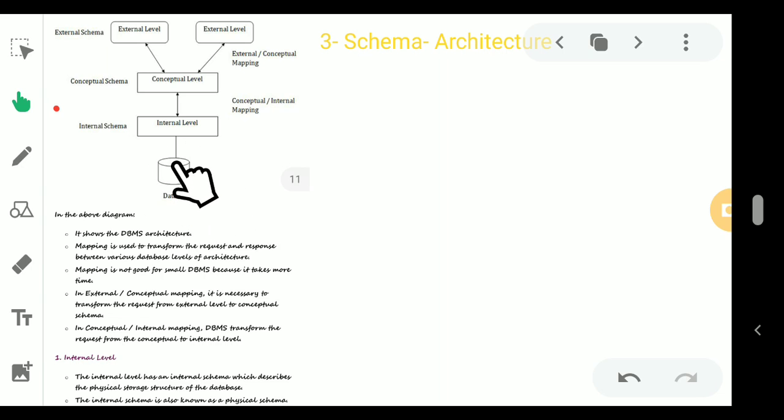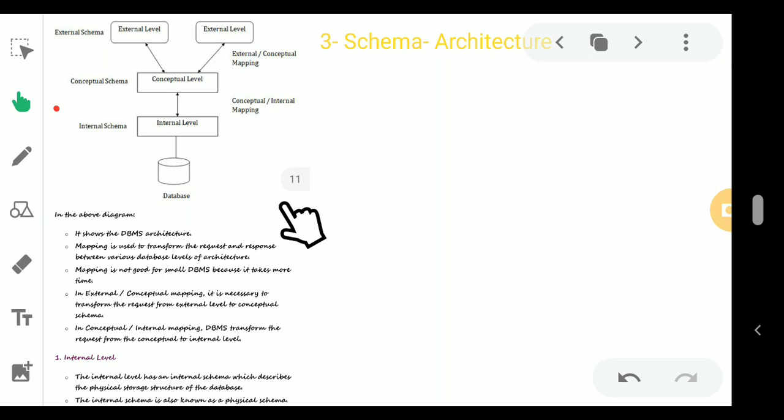There is a database. Above this there is an internal level, that is known as the internal schema. Then the next level is the conceptual schema, known as the conceptual level. And then there is an external schema, that is the external level. In these 3 levels it is divided.